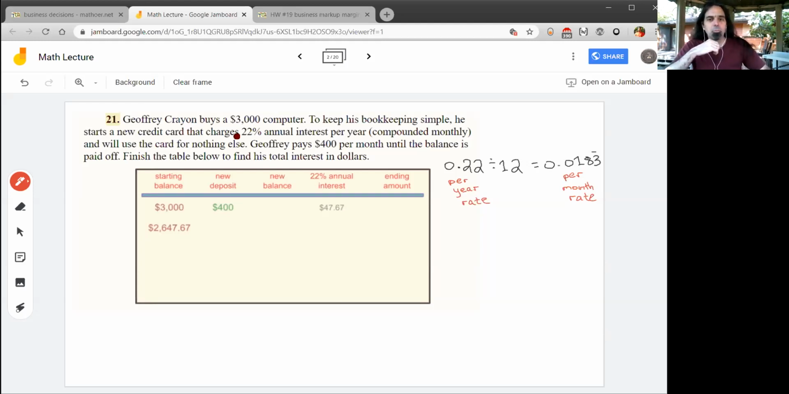So that's the 22%. We've now dealt with the $3,000 number and the 22% number. He wants to pay off $400 a month. So that's going to be the same every month. And that problem gave you a hint that when you work out the interest for the first month, it should be $47.67, but we haven't actually done that yet. That's just to help you if you were working through this on your own.